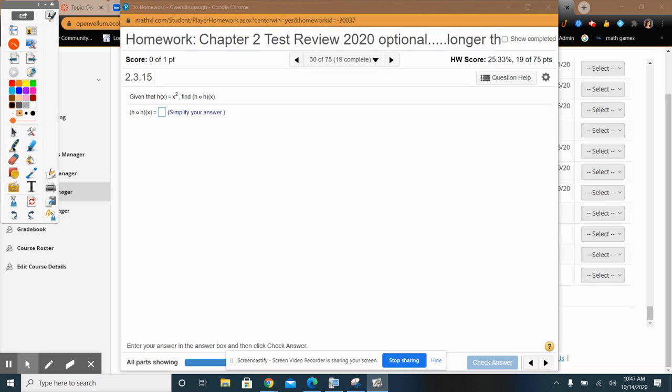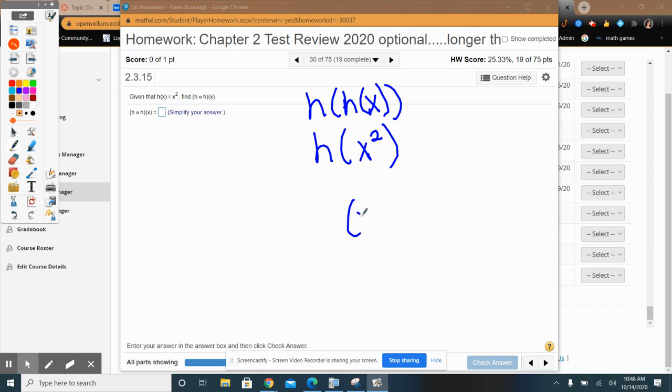H of x. This time, we're not plugging in a number, we're plugging in x, so I'm going to get x in my answer. Basically, I'm just going to plug h into itself. So that becomes h of x squared. So I'm going to take this x squared and I'm going to plug it in to where the x was before. So then it becomes an x squared squared, which is x to the 4th.